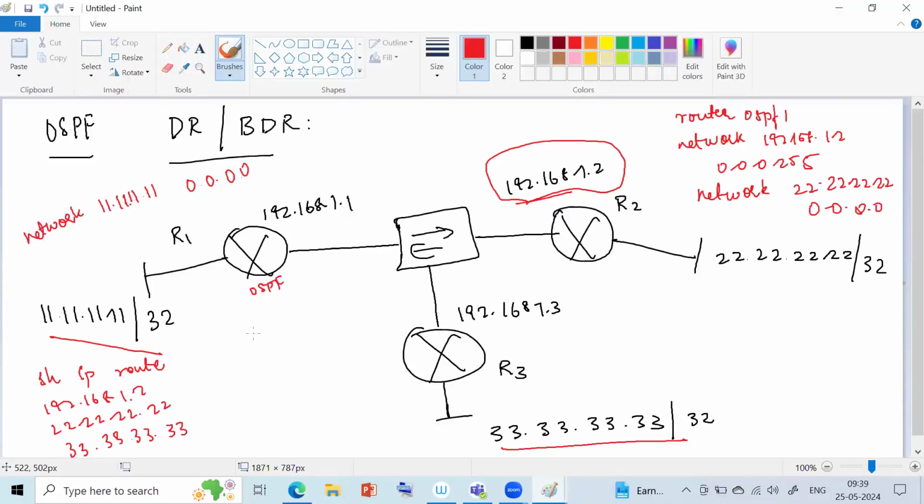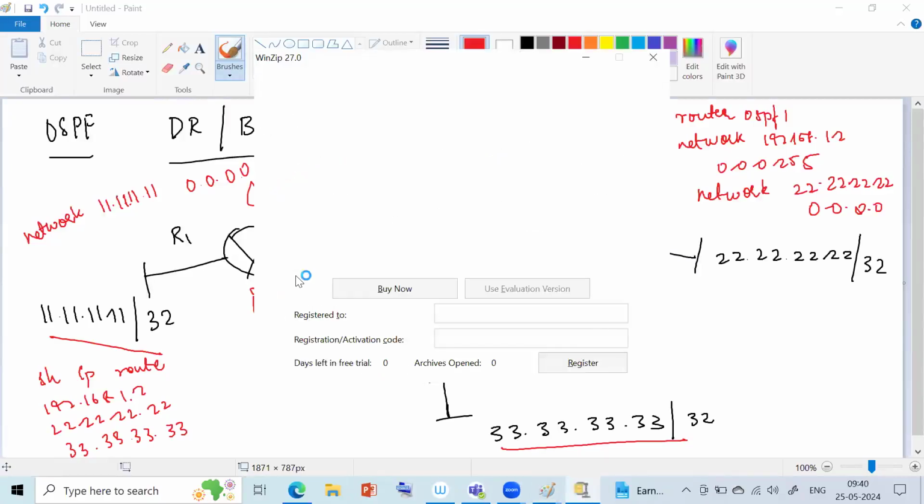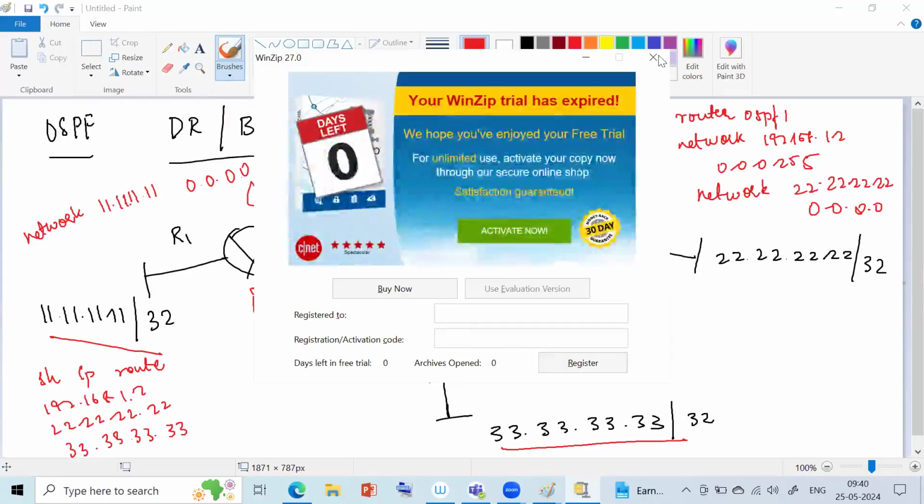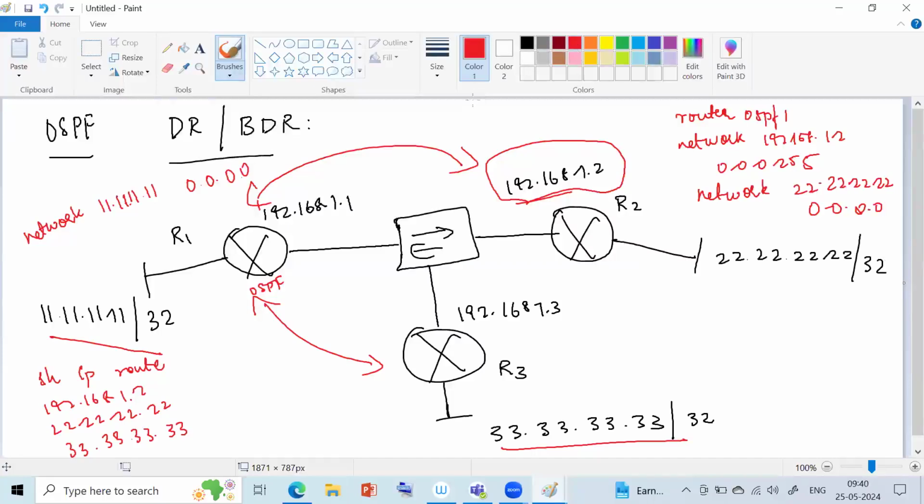So basically, the thing that we're doing is we are trying to make all the routers aware about each other's connected networks. We are making them aware of the networks that are connected to each other's routers. Awesome. Okay. But what is the concept of DR and BDR here? It starts with this, right? Trust me, it starts with this. Now let's move on.